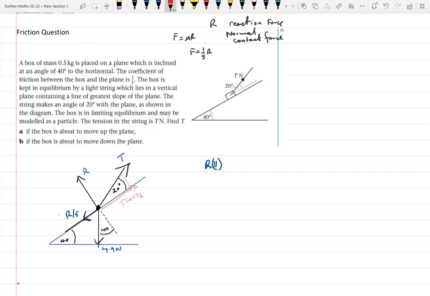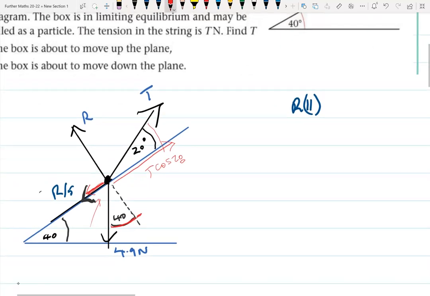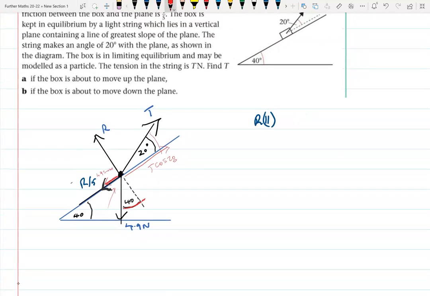Then we've got the component of the weight down the plane. We've marked on the angle here, 40 degrees. We've got all this space here, so in that situation, it's going to be sine. So that's 4.9 sine 40, the component of the weight. And of course, we've also got the friction, which is going exactly down the plane.